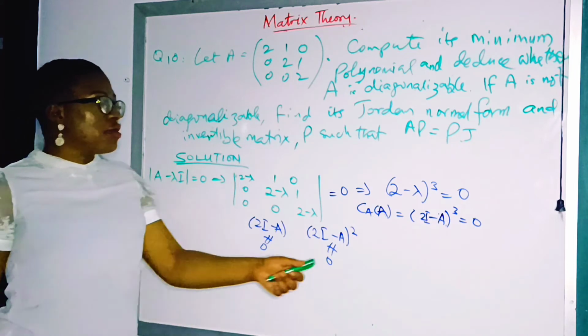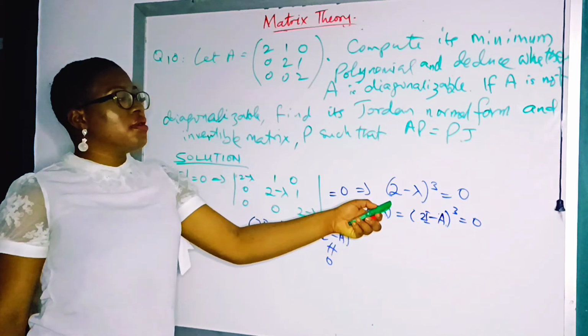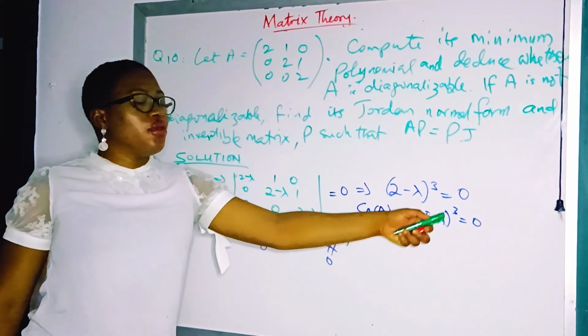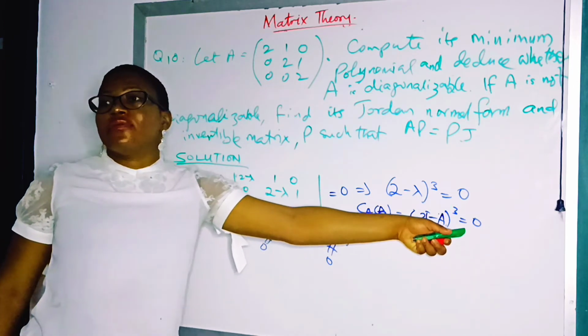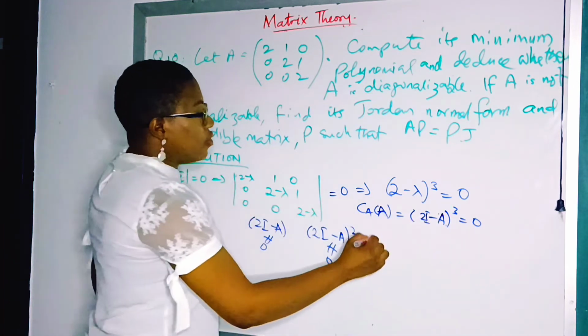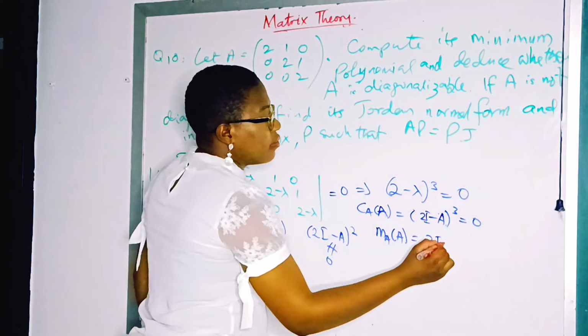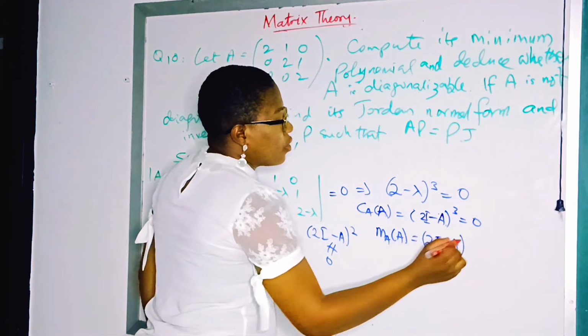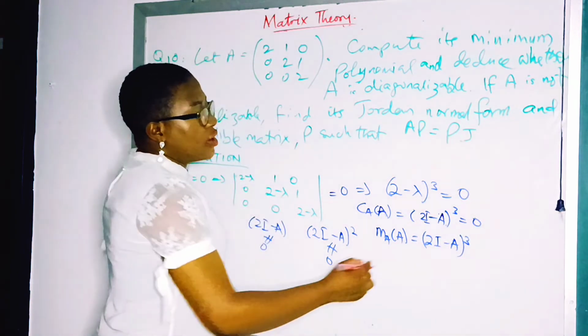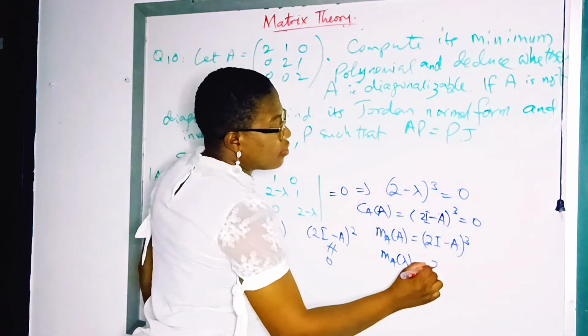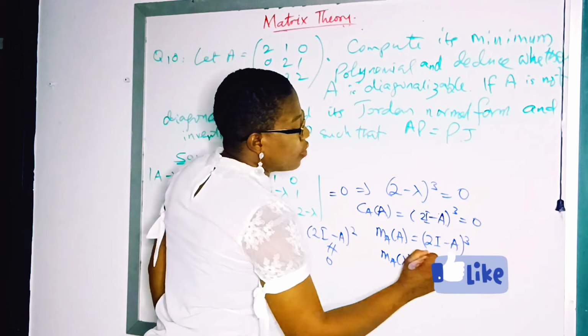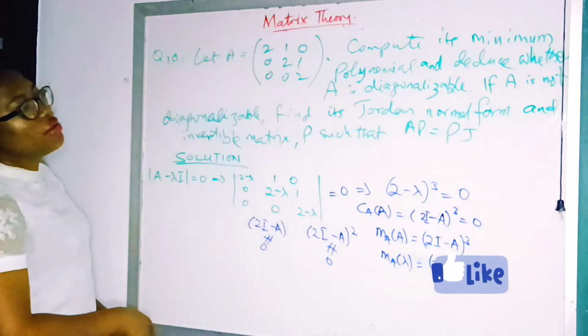Since these two cannot give you 0, you are left with 2I minus A cubed, and we already know that that's 0. So that's the minimal polynomial. The minimal polynomial is 2I minus A all cubed, which in lambda is 2 minus lambda all cubed. We found the minimal polynomial.